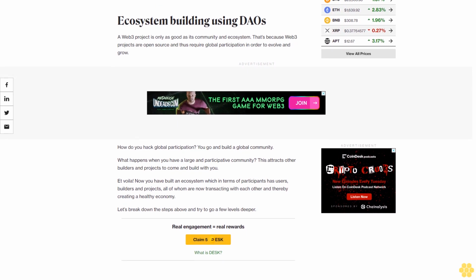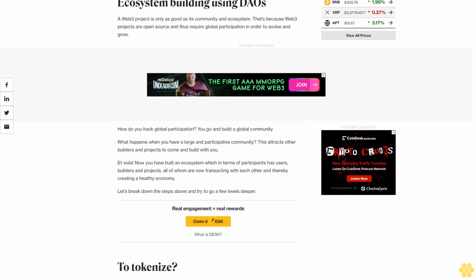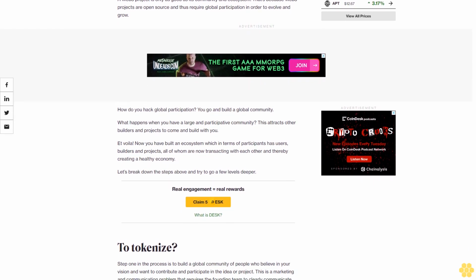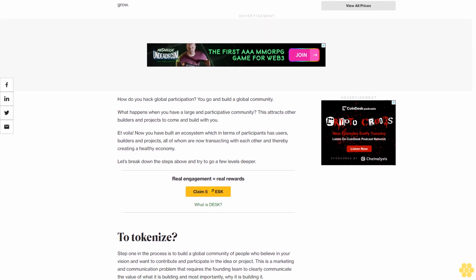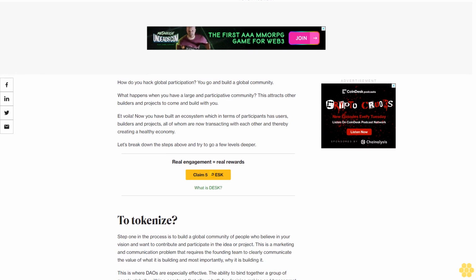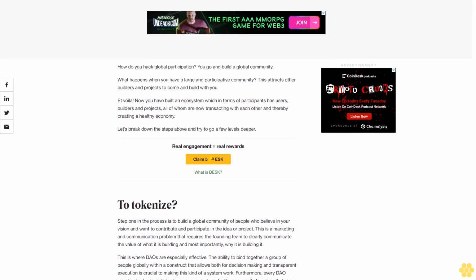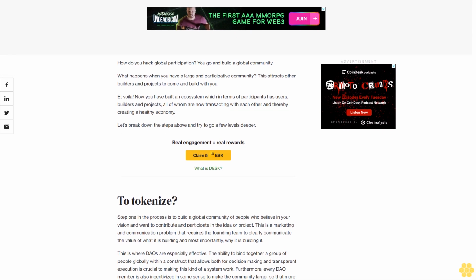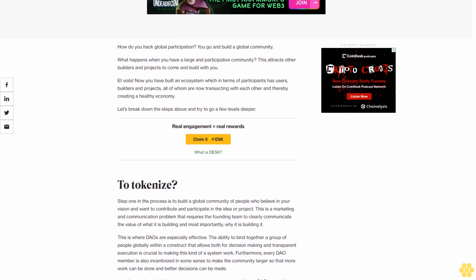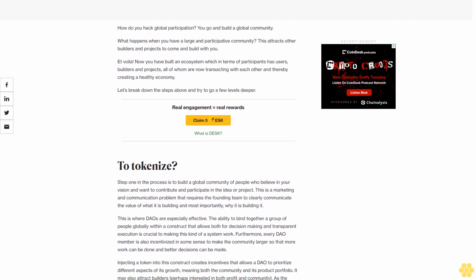Ecosystem building using DAOs. A Web3 project is only as good as its community and ecosystem. That's because Web3 projects are open source and thus require global participation in order to evolve and grow. How do you hack global participation? You go and build a global community. What happens when you have a large and participative community? This attracts other builders and projects to come and build with you. Et voila! Now you have built an ecosystem which, in terms of participants, has users, builders, and projects, all of whom are now transacting with each other and thereby creating a healthy economy.